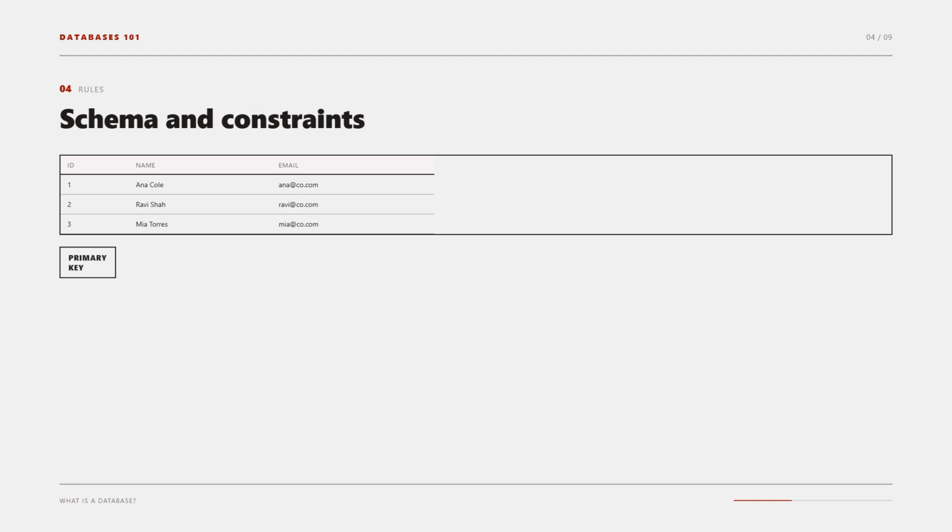Every table follows a schema, a defined structure specifying what columns exist and what kind of data each one holds. Constraints enforce rules on top of that. A column might be required, unique, or restricted to a certain data type. These rules keep data consistent, even as thousands of records are added and modified over time.